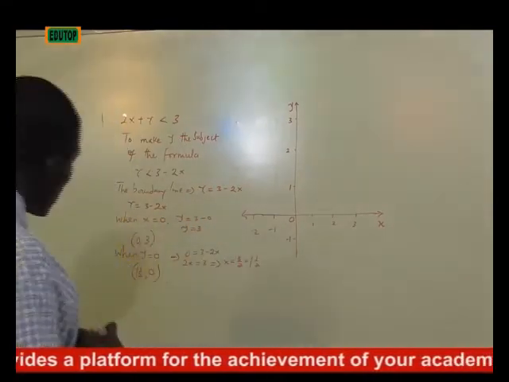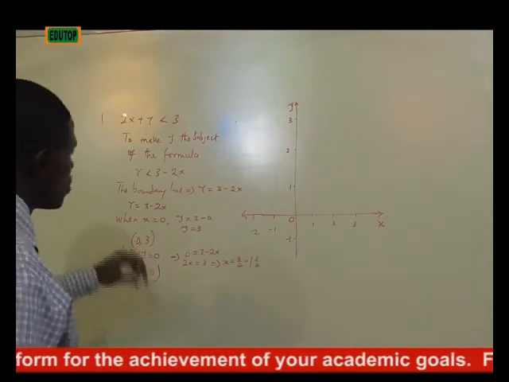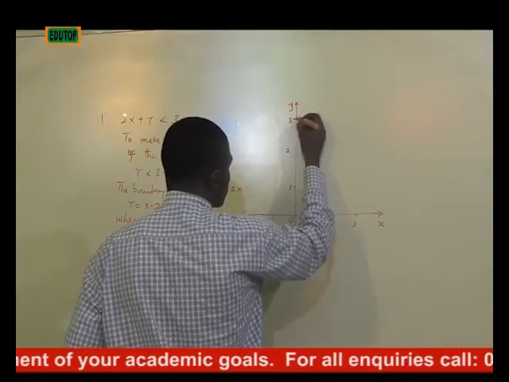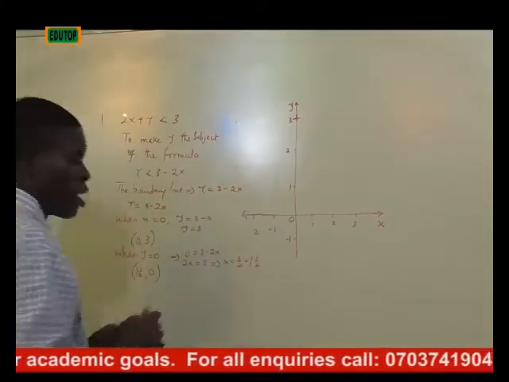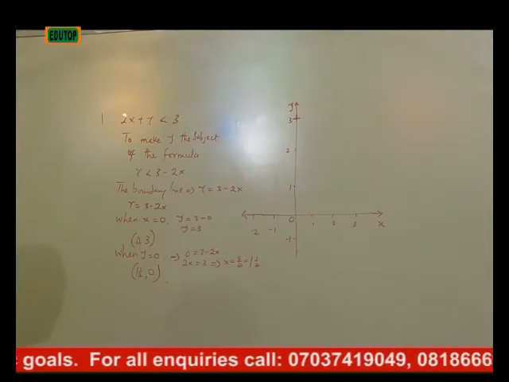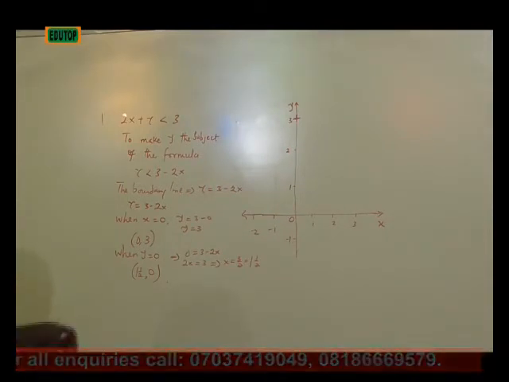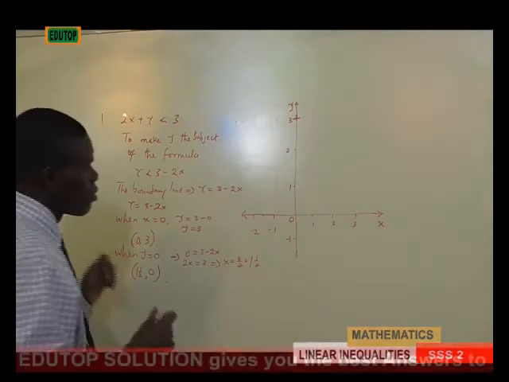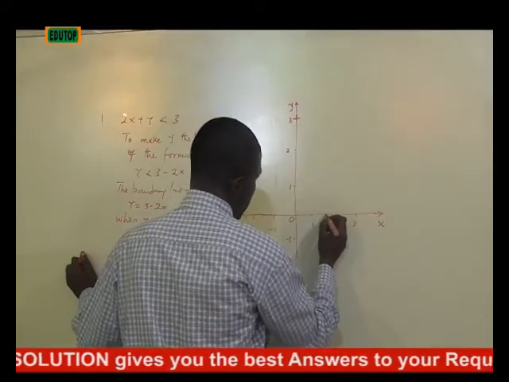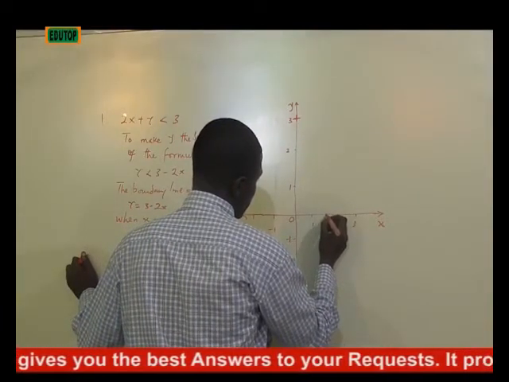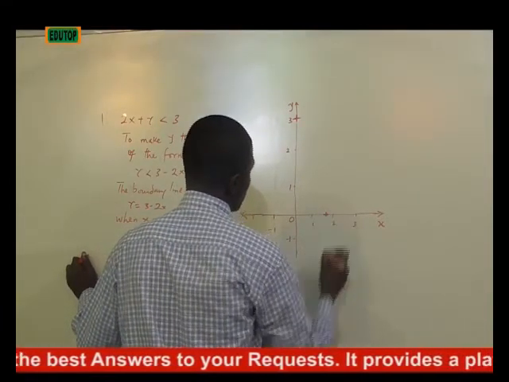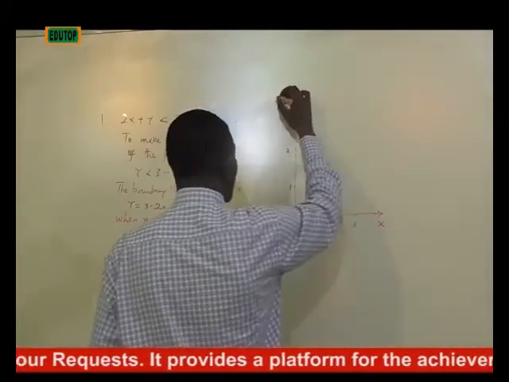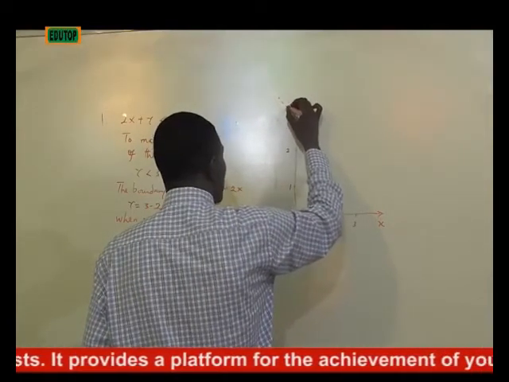Now, at the first point, when x is 0, y is 3. So it will be this point. That's where x will be 0, y will be 3. Then, when x is 1.5, y is 0. Let's say this point. So this is where the broken line will come.